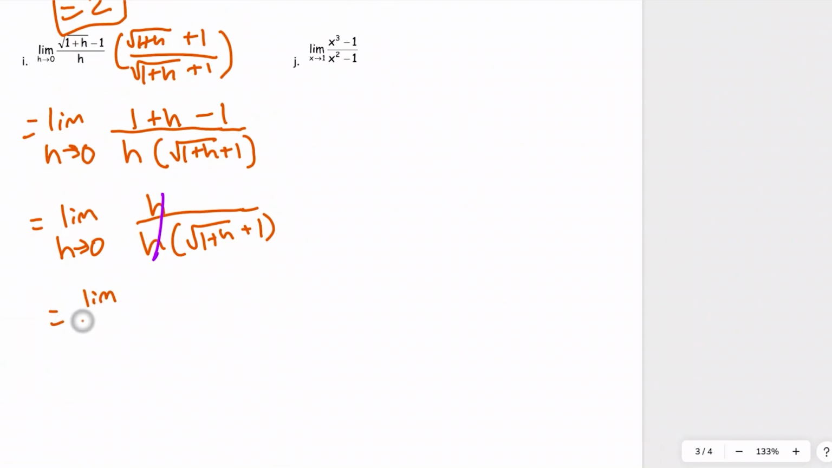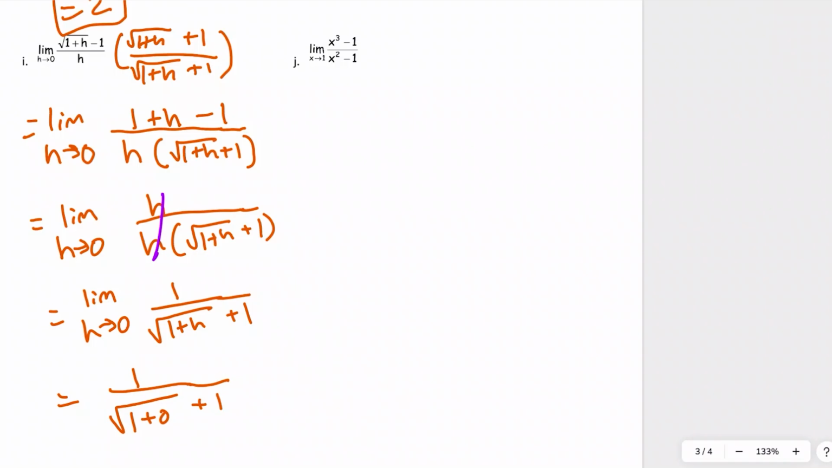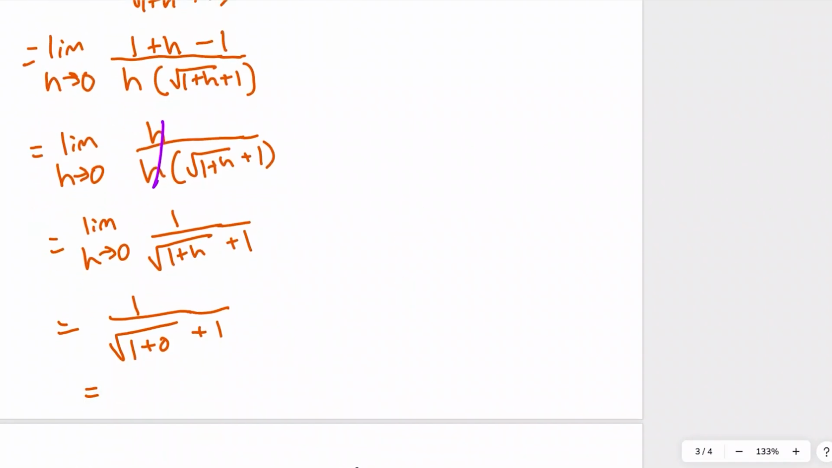So we have the limit as h approaches 0 of 1 over the square root of 1 plus h plus 1. And now if I plug in 0, I'm going to be safe. So this is just going to be 1 over the square root of 1 plus 0 plus 1. Almost running out of room here, but I think we're going to get there. 1 plus 0 is just 1, so we have 1 over 2.